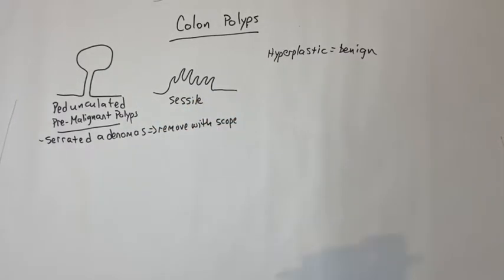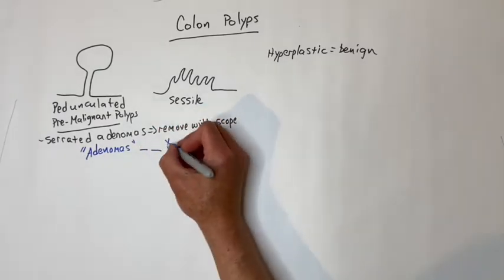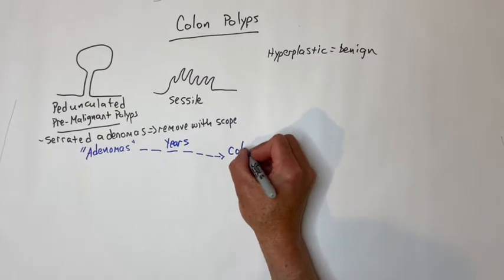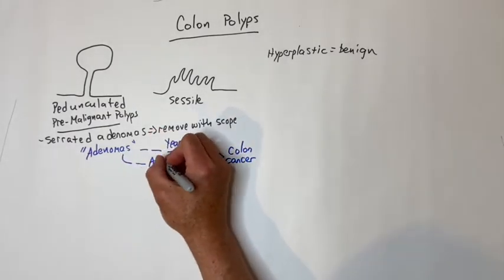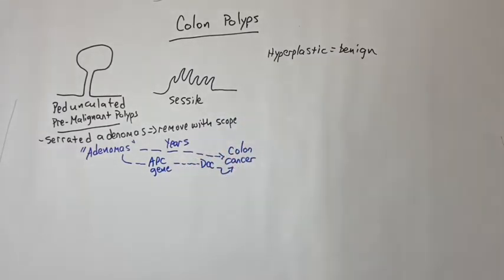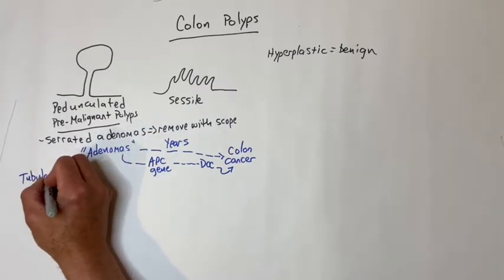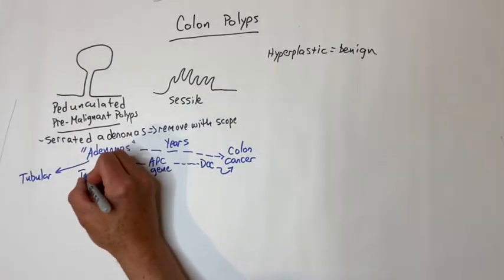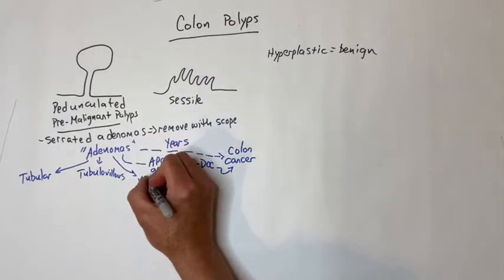The majority of premalignant polyps, though, are called adenomas. We think that colon cancer develops from adenomatous polyps over years. APC gene mutations occur early on, and DCC, or deleted in colon cancer, gene mutations occur late in the polyp to carcinoma sequence. The three kinds of adenomatous polyps are tubular, tubulovillous, and villous.